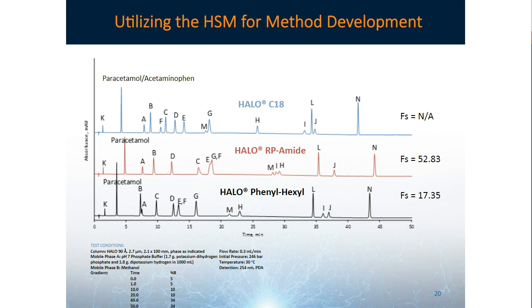So first let's look at the difference in retention and resolution between compounds A and B on the Halo C18 column compared to the Halo Phenylhexyl column. So you can see the B compound is more retained on the Halo C18. And what do those compounds actually look like?